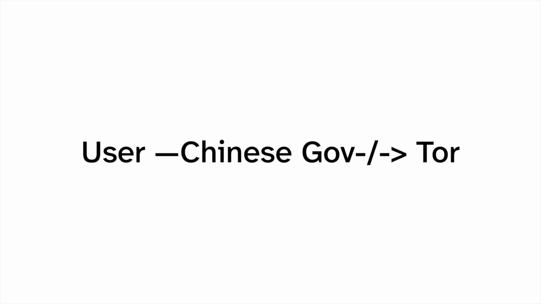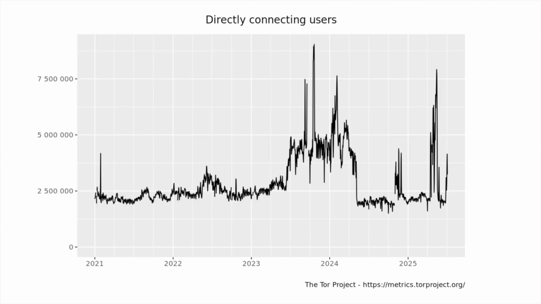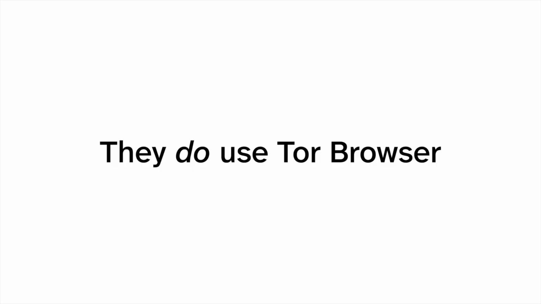Here's where the problem sets in. Authoritarian governments like Iran, China, and Russia perceive Tor as a threat to their regimes and have actively attempted to block it, with some being more successful than others. China stands out as the only country which has blocked Tor successfully, owing to its more centralized control over the internet. In recent years, the number of people connecting to Tor directly has dropped greatly due to censorship, but they still do use Tor Browser.